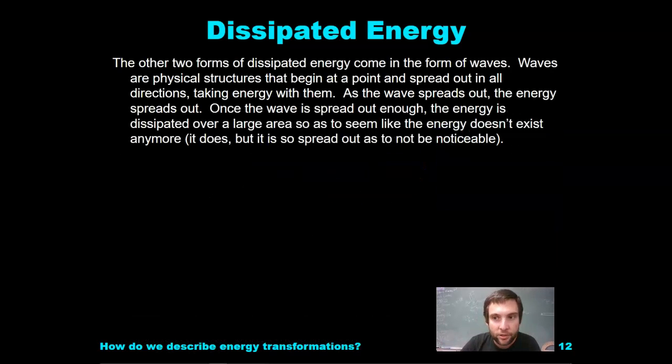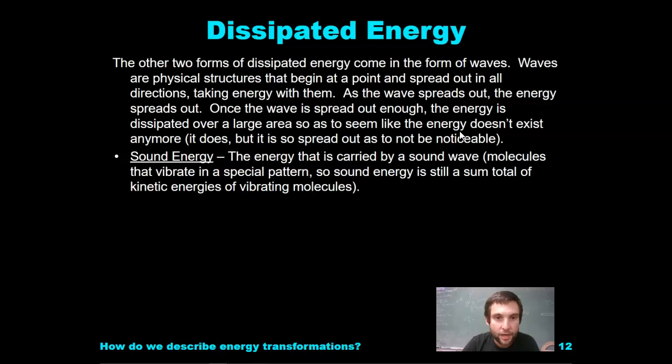The other two forms of dissipated energy come in the form of waves. Waves are physical structures that begin at one point and spread out in all directions, taking energy with them. As the wave spreads out, the energy spreads out. Once the wave is spread out enough, the energy is dissipated over a large area, so it seems like the energy doesn't exist anymore. It does, but it's not noticeable. Sound energy is a type of wave. Sound energy is the energy that's carried by a sound wave, molecules that vibrate in a special pattern. So sound energy is a total of kinetic energies of vibrating molecules. Our ears gather air that's vibrating. That's what a sound wave is. It's just the vibration of air molecules.